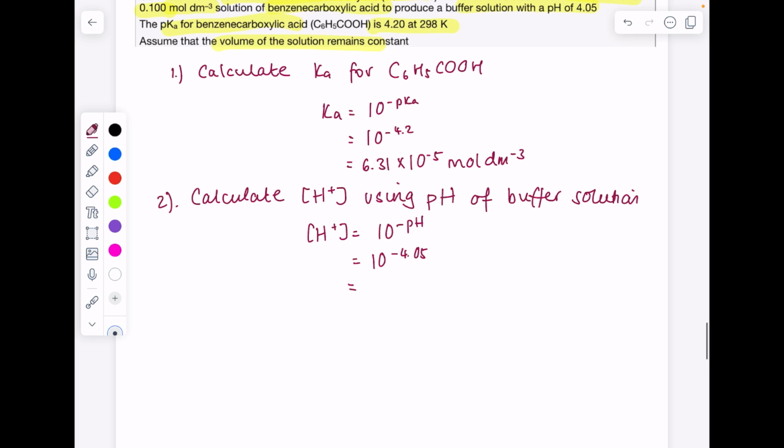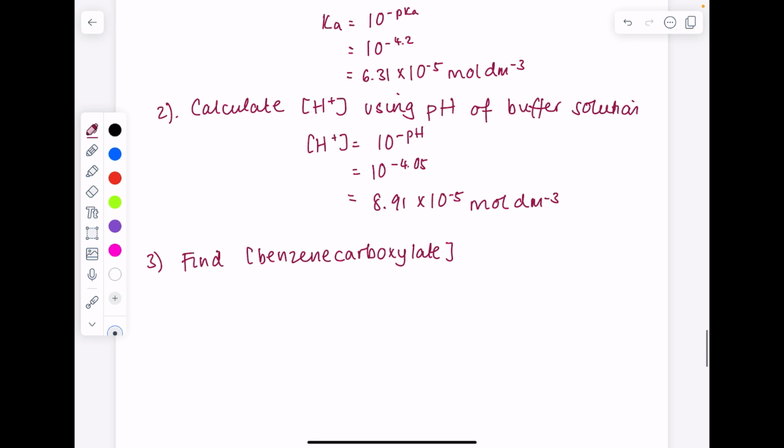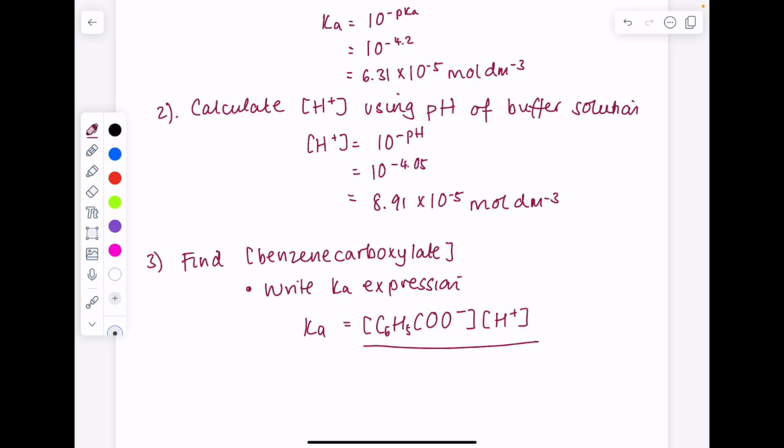So our concentration of H plus ions is 8.91 times 10 to the minus 5. Step 3, we're going to find the concentration of the benzene carboxylate. In order to do that, we need to write an expression for Ka. So Ka equals the concentration of C6H5COO minus multiplied by the concentration of H plus ions, divided by the concentration of our acid.